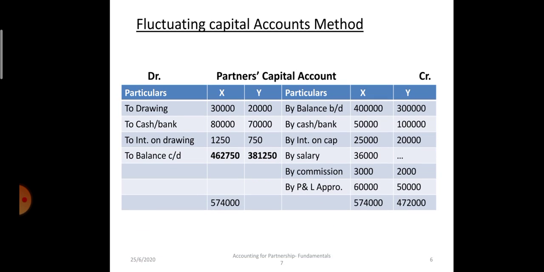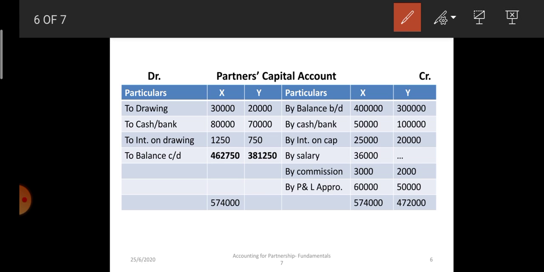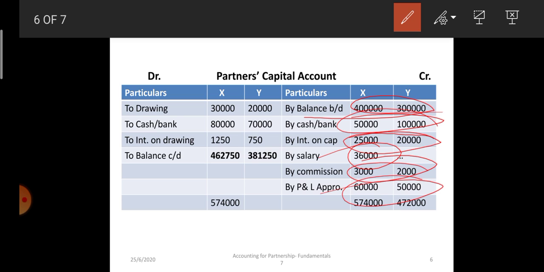The format is here. Now you see, opening balance 4 lakh and 3 lakh on the credit side. Partners introduced 50,000 and 1 lakh rupees. Interest on capital is 25,000 and 20,000. X is allowed a salary of 36,000 and commission to X and Y 3,000 and 2,000 respectively. Share of profit is 60,000 and 50,000. Now see, this one is important. To drawing and to cash. Drawing against profit will be recorded as to drawing, whereas capital withdrawn will be recorded as to cash. To interest on drawing, and then the total is calculated, that is 5,74,000 minus 30,000, 80,000 and 1,250.